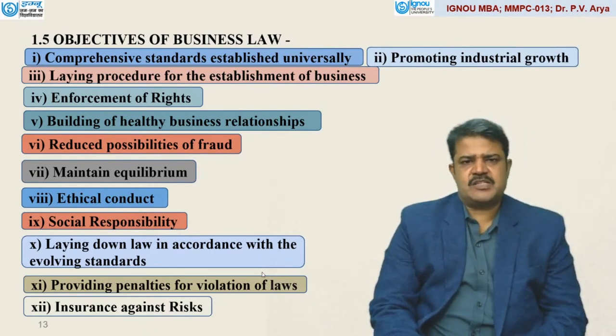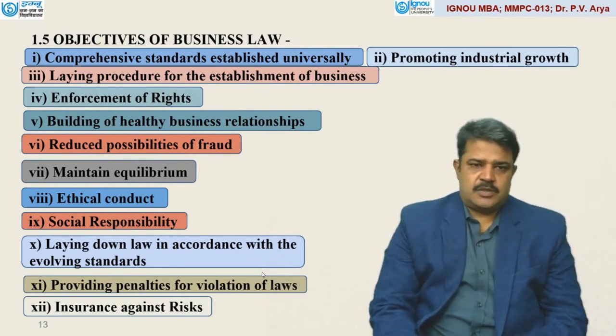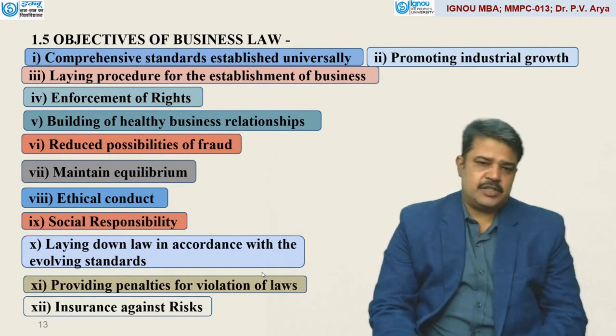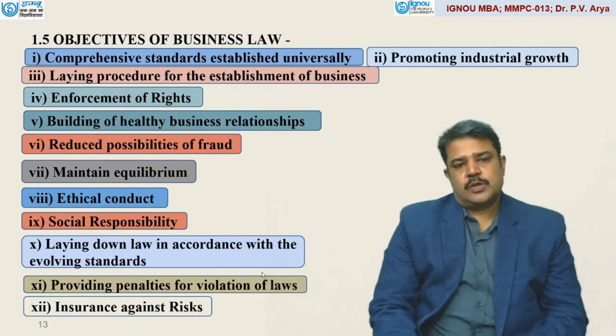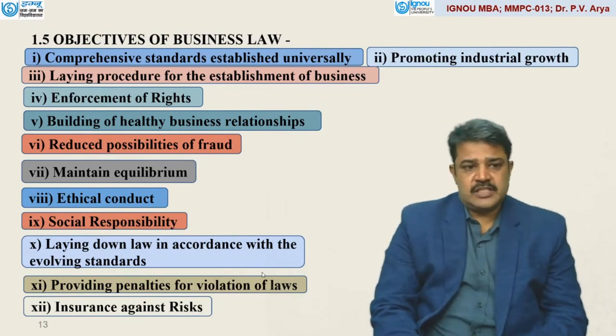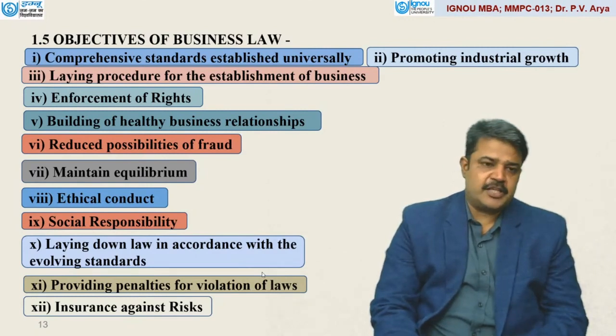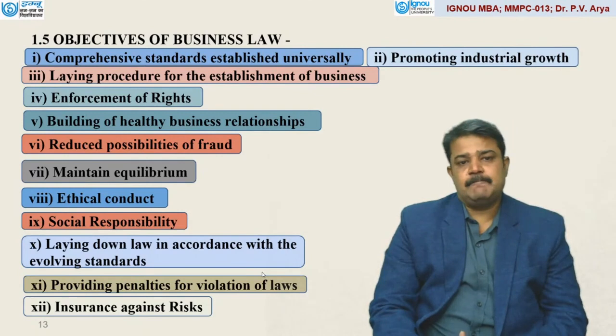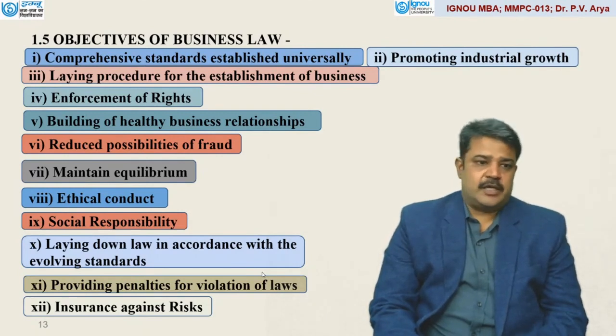Building of healthy business relationships. Buyer and seller, employer and employee, the government and business enterprises, the innovator and the entrepreneur, the financer and the financee, consumer and seller. These are the kinds of relationships in any business entity. So the intention of any business law is to build healthy business relationships and reduce the possibility of frauds.